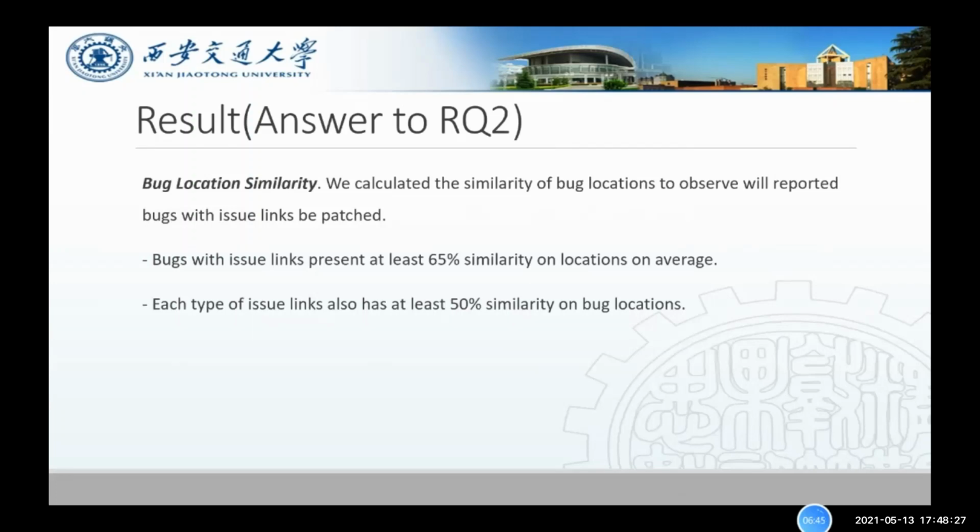For question 2, we calculated the similarity of bug locations to observe whether reported bugs with issue links will be patched similarly. And we found that bugs with issue links present at least 35% similarity on locations on average. And each type of issue links also has at least 50% similarity on bug locations. It suggests that each type of issue link deserves enough attention.